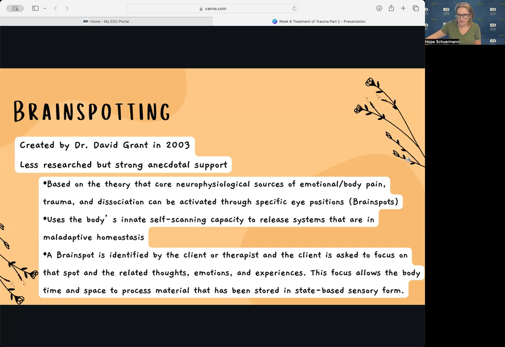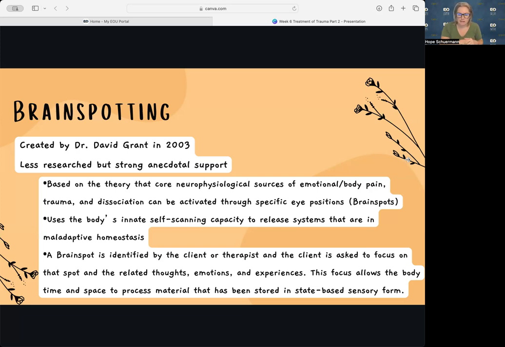So brain spotting was created by David Grant in 2003, and he was doing work on athletes when he sort of made this discovery. It's less researched, but there is strong anecdotal support. And I will say there's more research coming out. Anytime you have an institute, there's going to be research that is produced on a technique. But very similar to EMDR, it is based on a theory that there are parts of our brain that contain the trauma, and we need to unlock those so that we can integrate that into ourselves and move past that fight, flight, or freeze stage.